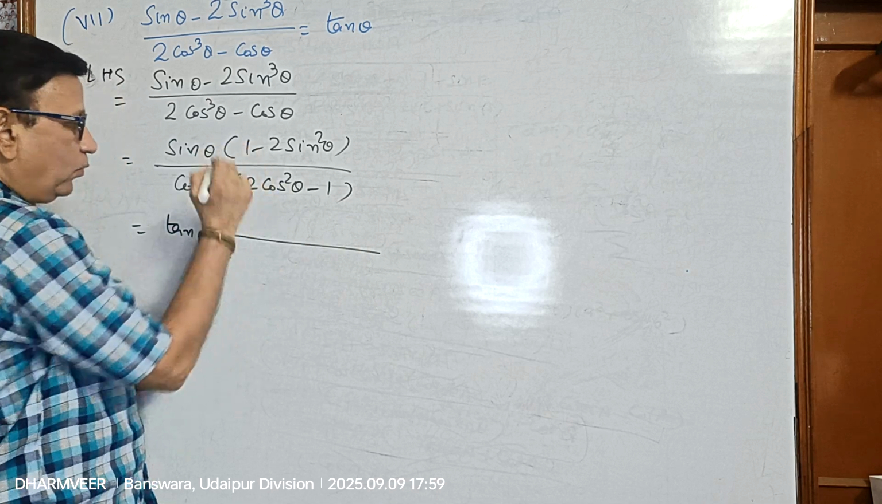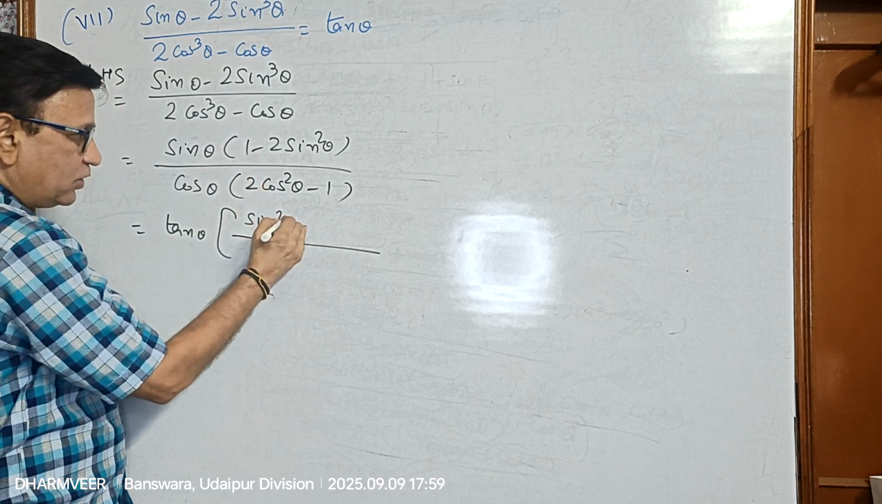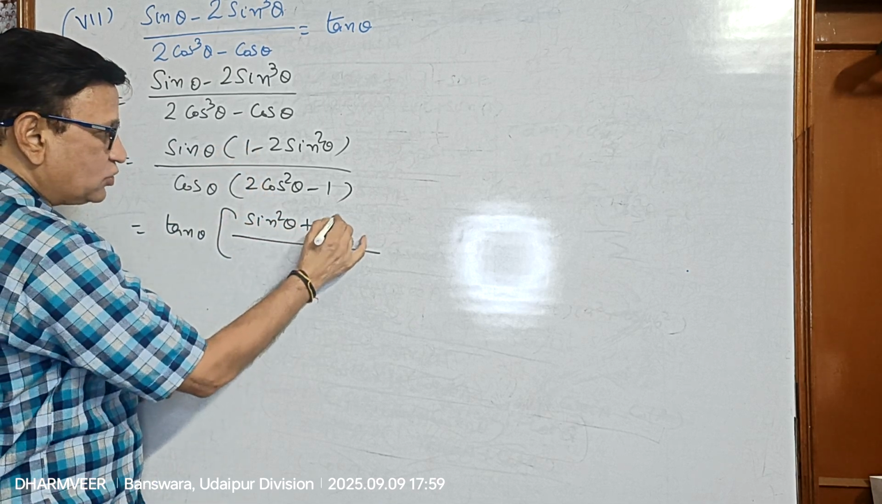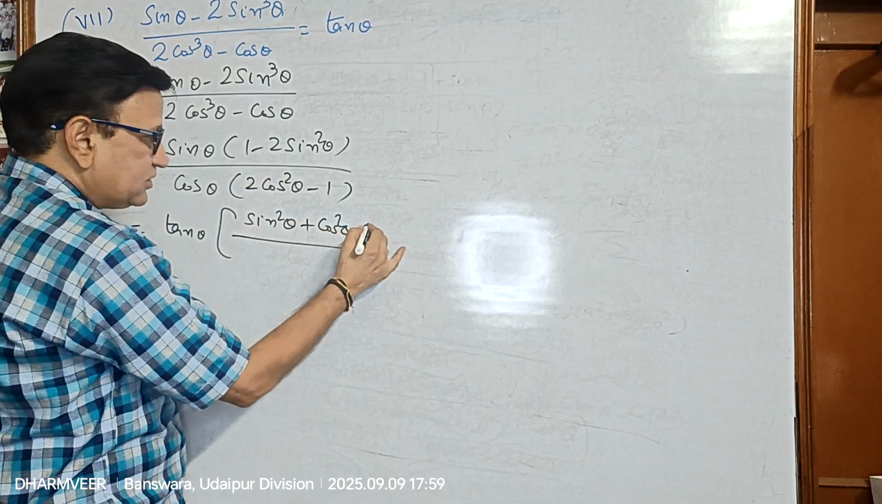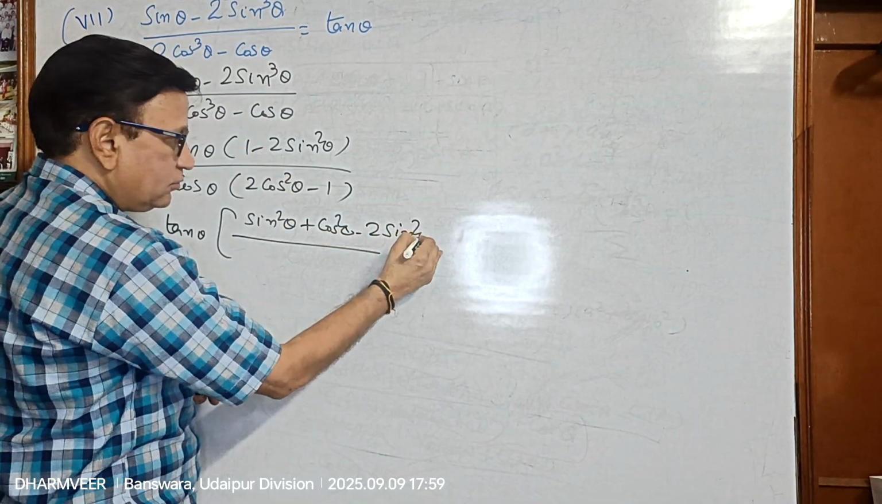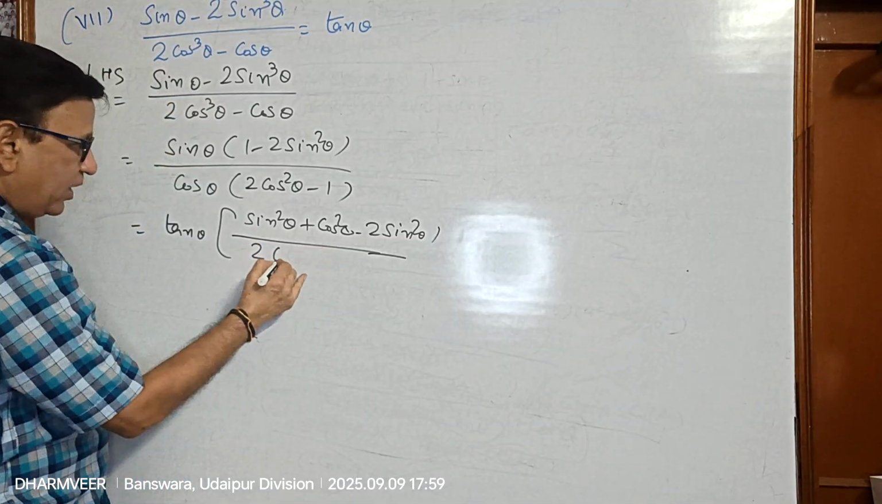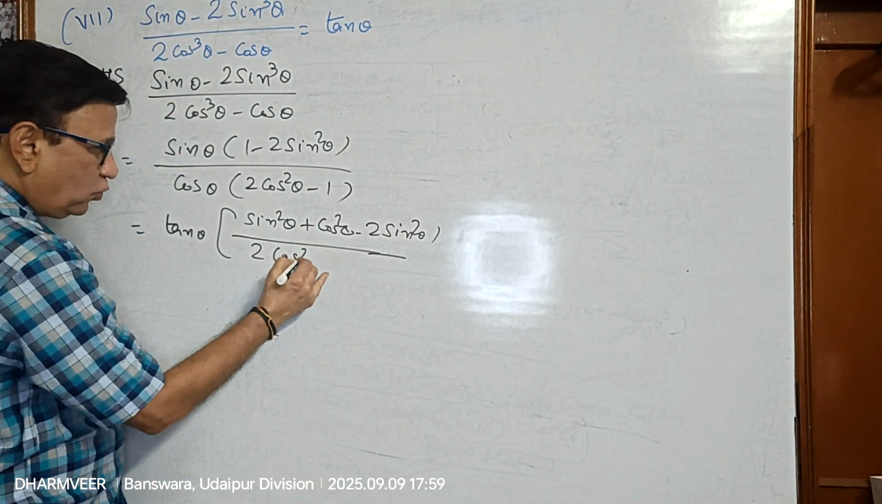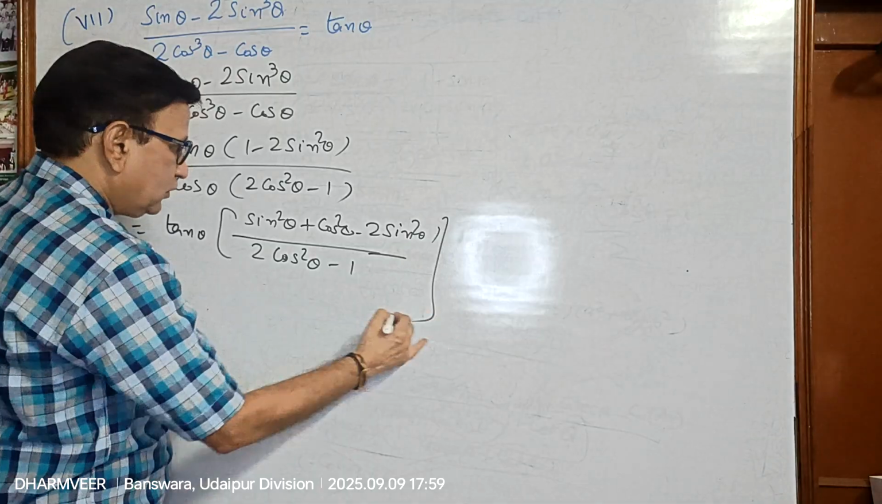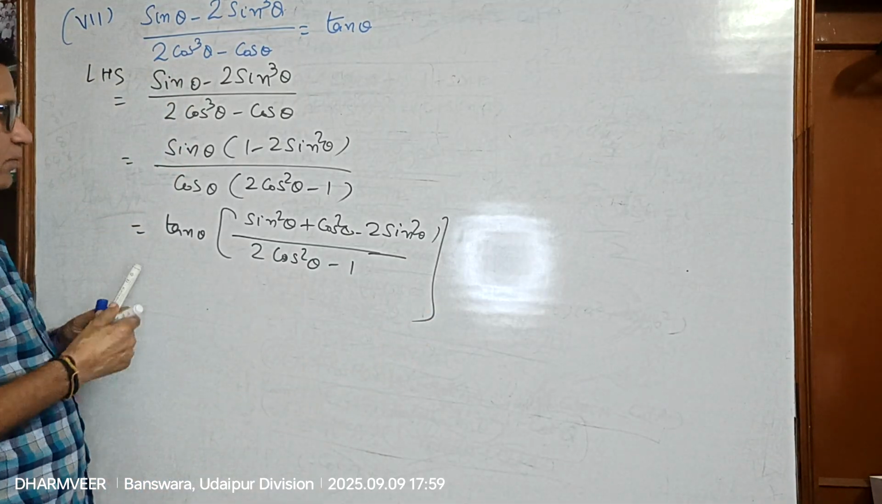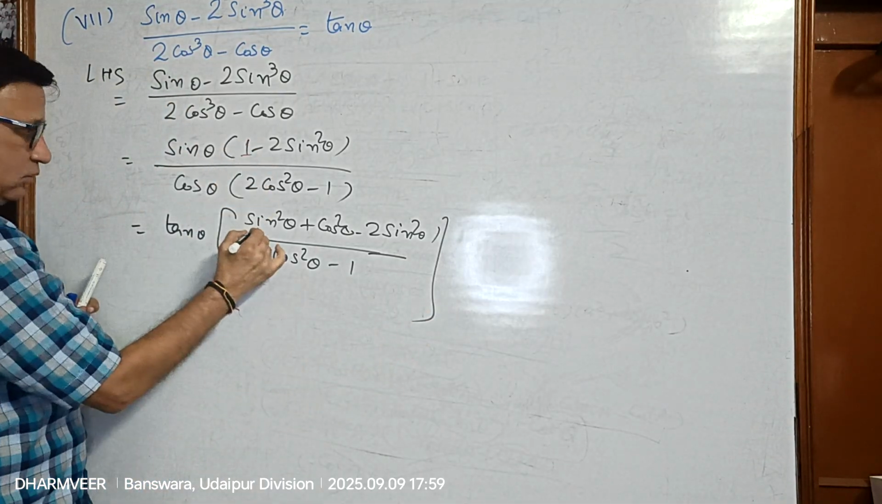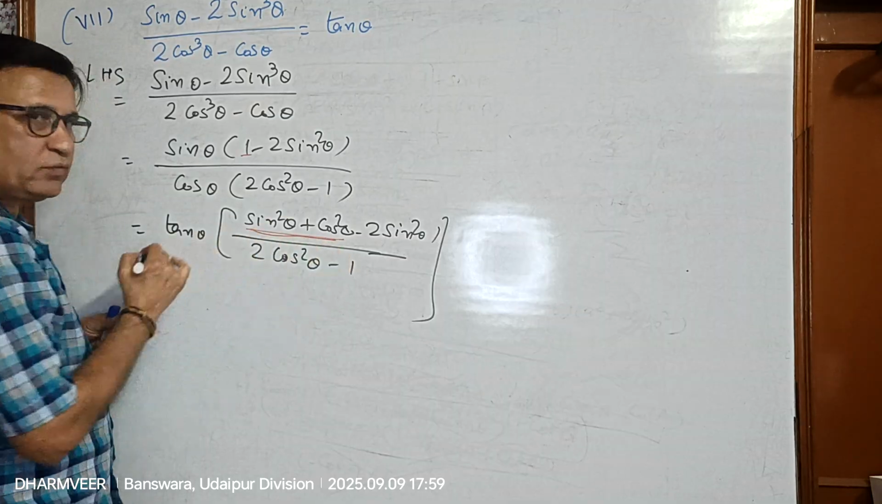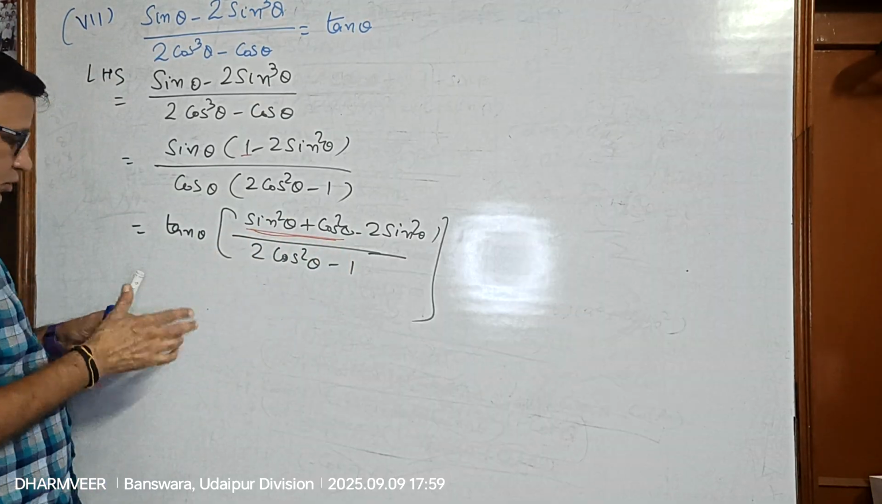अब चेंज कैसे करेंगे बेटा? 1 को चेंज कर लो आप, sin square theta plus cos square theta 1 की आइडेंटिटी होती है, minus 2 sin square theta. कुछ भी नहीं किया मैंने, खाली साइन को चेंज किया, 2 cos square theta minus 1. ओके, आई हैव रिटन 1. Clear?